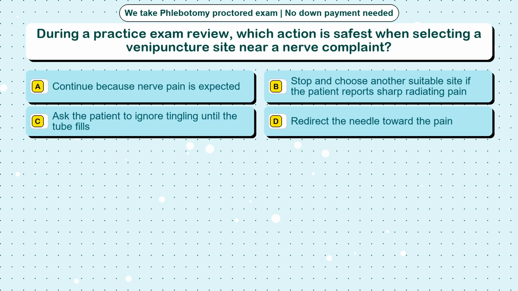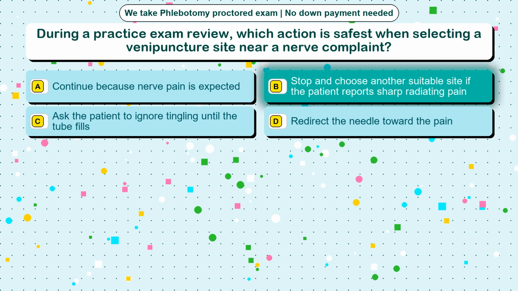Question 64. During a practice exam review, which action is safest when selecting a venipuncture site near a nerve complaint? Option A, continue because nerve pain is expected. Option B, stop and choose another suitable site if the patient reports sharp radiating pain. Option C, ask the patient to ignore tingling until the tube fills. Option D, redirect the needle toward the pain.